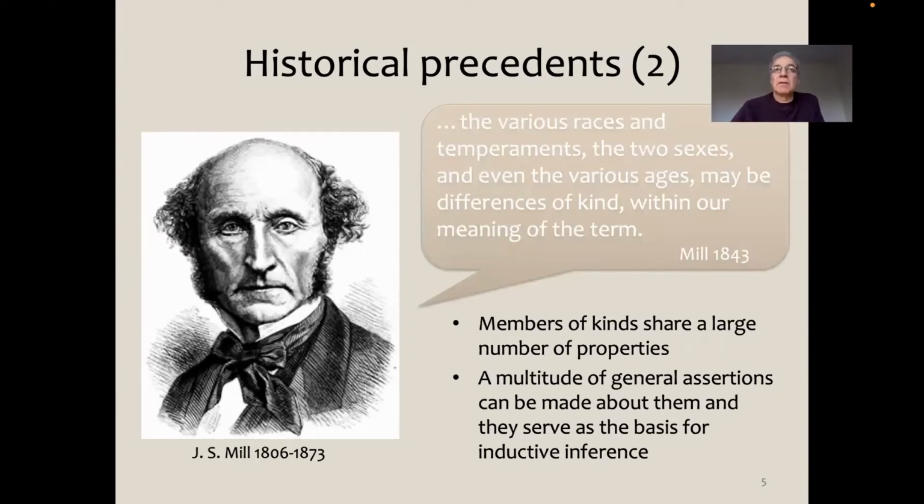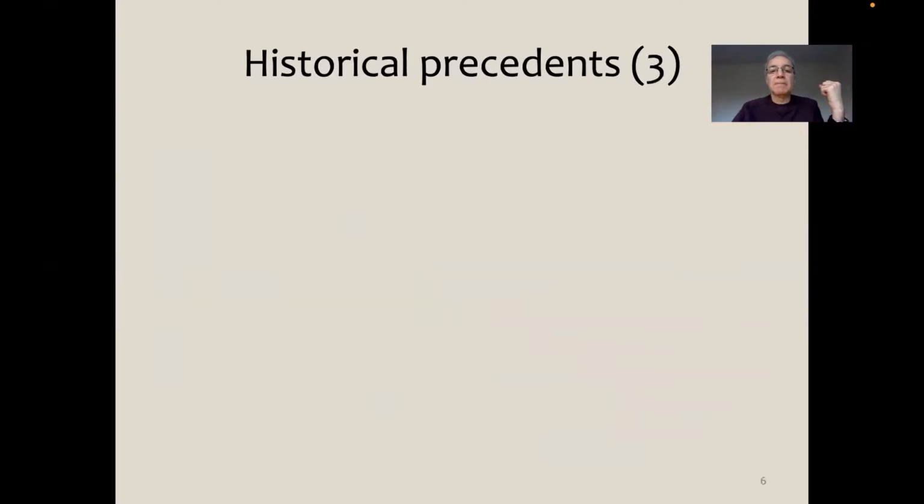So he says that this applies not just in the natural domain, biology, geology, mineralogy, and so on, but also perhaps in the social domain. So he says the various races and temperaments, the two sexes, and even the various ages may be differences of kind within our meaning of the term. So as he's using the term, members of kinds share a large number of properties. And this pertains not just in the natural domain, but also it pertains to the social domain.